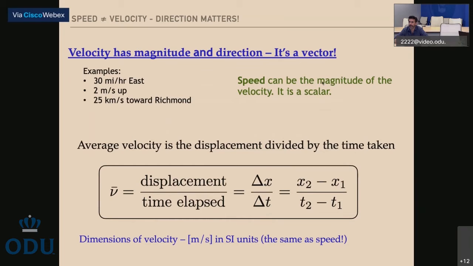And speed can be the magnitude of the velocity, okay? So you can just grab the values. So in this case, the speed could be this value of 30 miles per hour, okay?